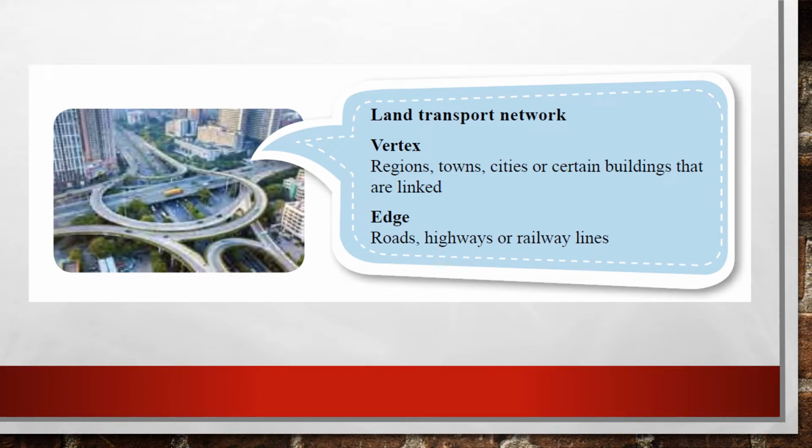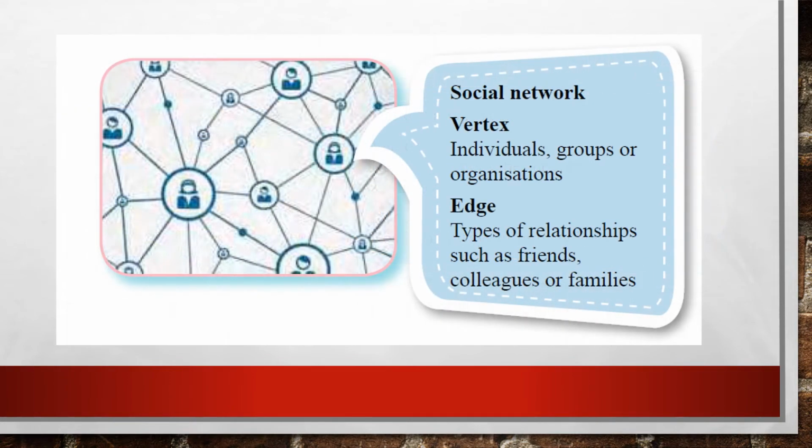Next example is a social network. Here the vertices will be the individuals, groups, or organizations. And the edge is the type of relationship such as friends, colleagues, or families. So these are examples of graphs that involve networks.